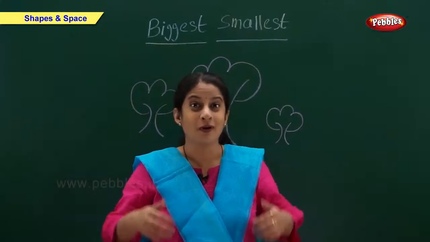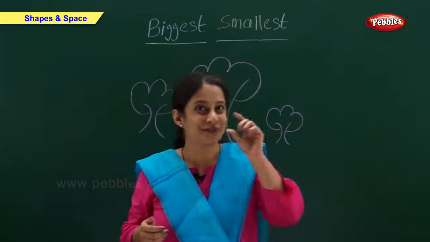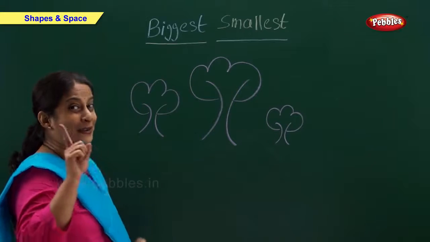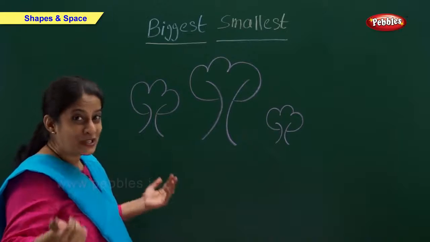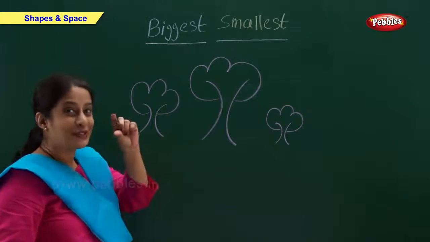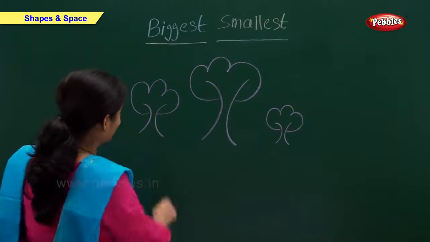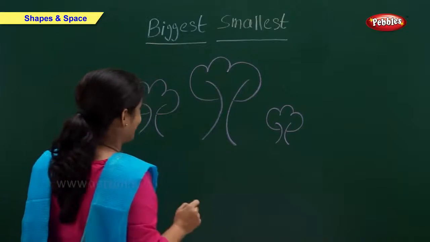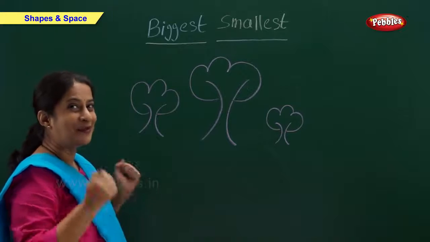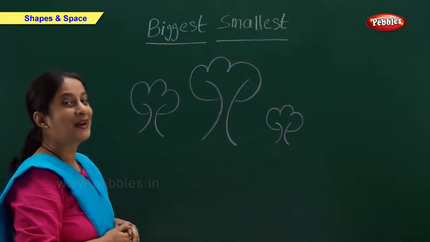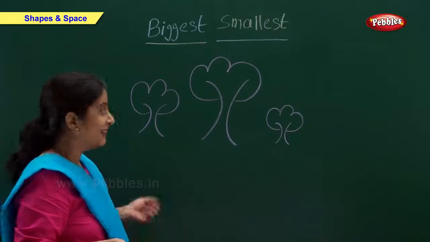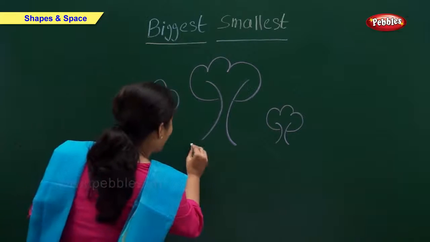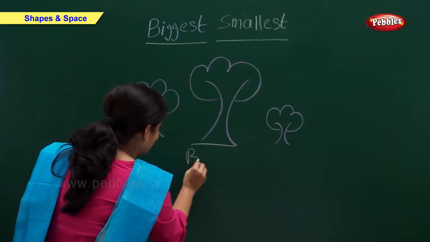Now let us find out what is biggest and what is smallest. We have 3 trees here and you are going to help me find out which is the biggest tree and which is the smallest tree. Let's start. Is this the biggest, or this, or this? Watch carefully and tell me fast. Come on, I'm waiting. Right. The second tree is the biggest tree. So let's underline biggest.